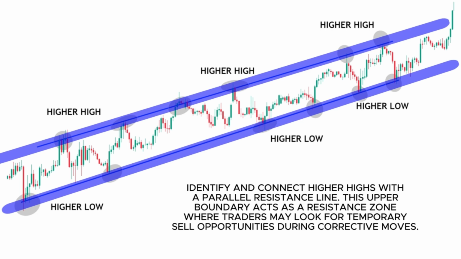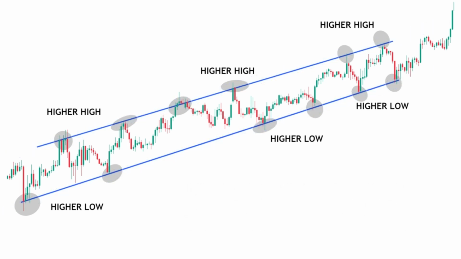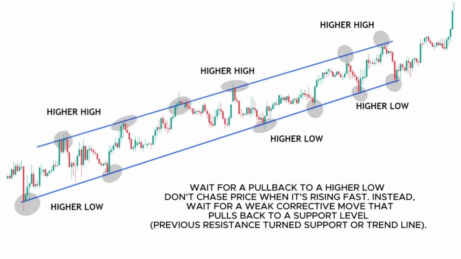How to trade an uptrend, no indicators needed. Wait for a pullback to a higher low. Don't chase price when it's rising fast. Instead, wait for a weak corrective move that pulls back to a support level, previous resistance turns support, or trend line. Look for rejection at the support.